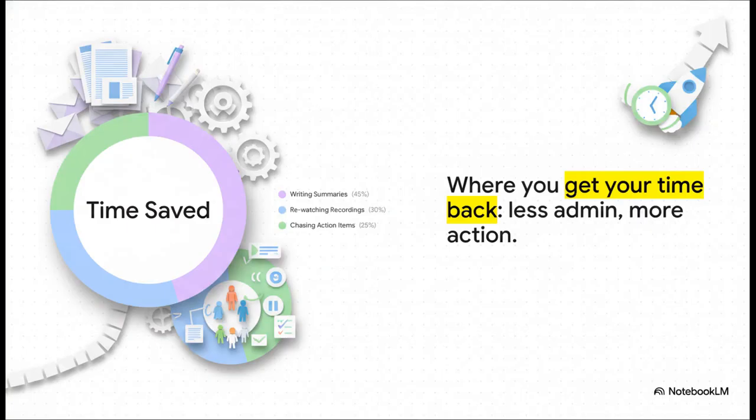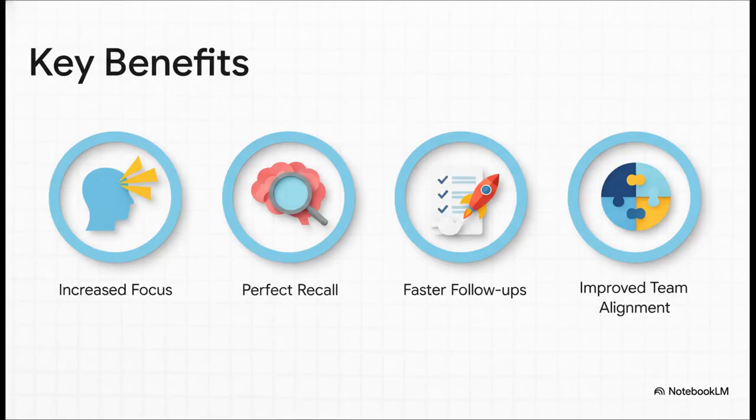And if you're wondering where you're really going to get your time back, well, the numbers are pretty clear. Almost half of your time savings comes from not having to write those long summary emails anymore. About a third comes from never having to rewatch a recording. And the rest is from not having to chase people down to clarify what they were supposed to do. So what does this all add up to? Well, it solves the exact problems we talked about at the beginning. You get to be more focused in your meetings, you have perfect recall of every detail, which means fewer misunderstandings, and you get faster follow-ups, which leads to better team alignment. Simply put, stuff actually gets done.